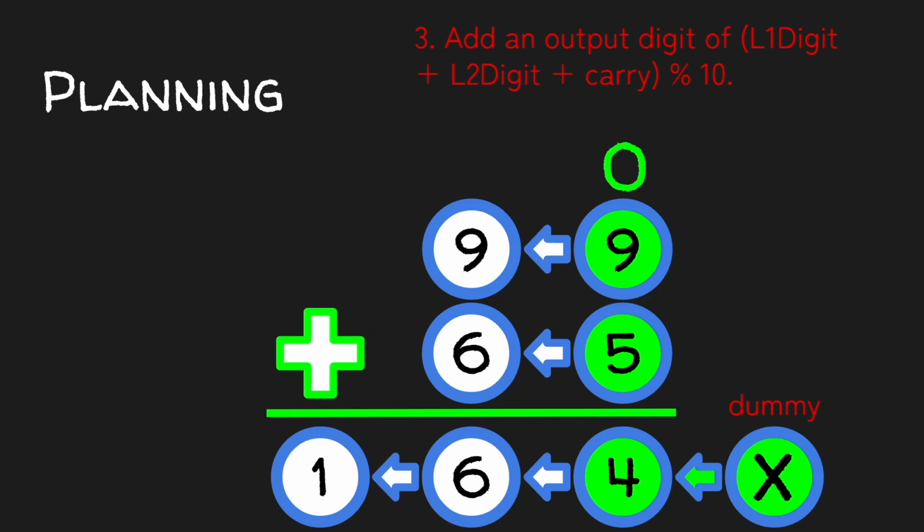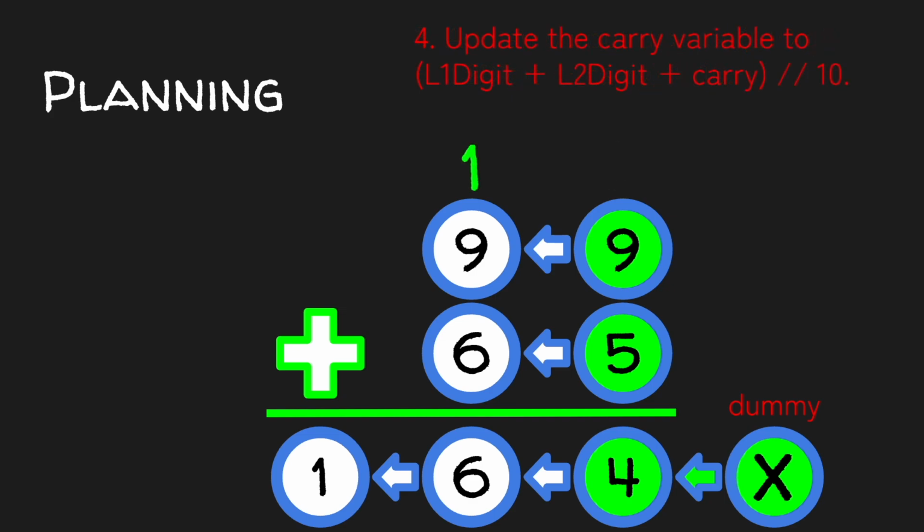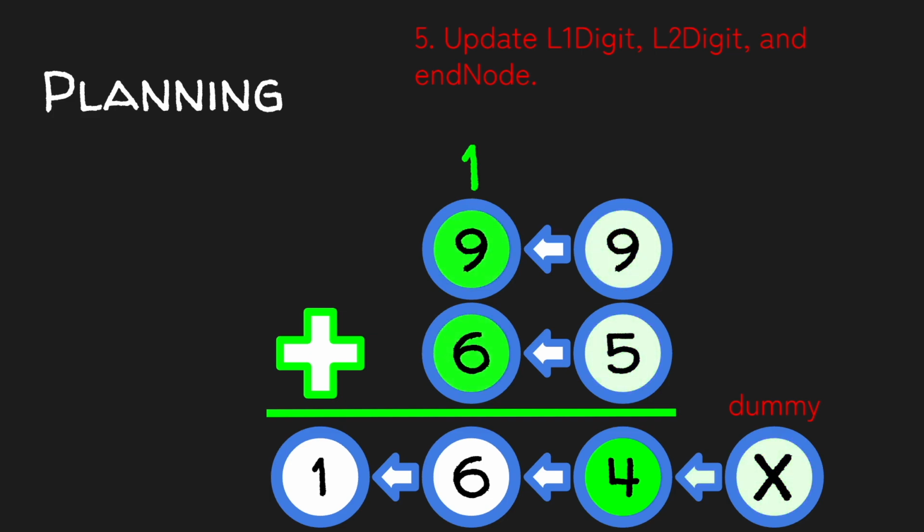Next, let's update the carry variable to the sum of L1 digit, L2 digit, and the carry floor divided by 10. In this case, 9 plus 5 is 14, and 14 floor divided by 10 is 1. So our carry variable is now 1. Then, let's update the rest of our variables accordingly. So we shift L1 digit, L2 digit, and end node 1 node over.